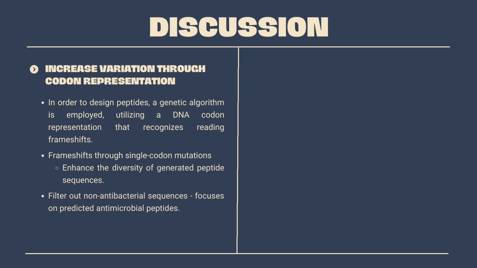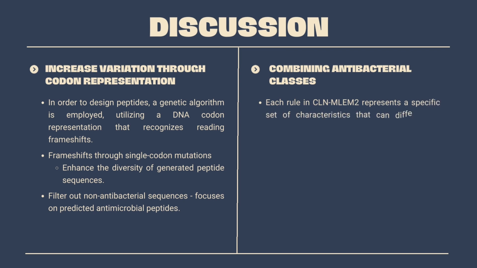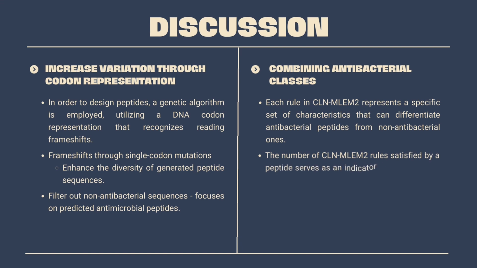Next discussion part is about combining antibacterial classes. Each rule in CLON-MLEM2 represents a specific set of characteristics that can differentiate antibacterial peptides from non-antibacterial ones. The number of CLON-MLEM2 rules satisfied by a peptide serves as an indicator of its potency or efficacy in exhibiting a broad spectrum of antibacterial activity.